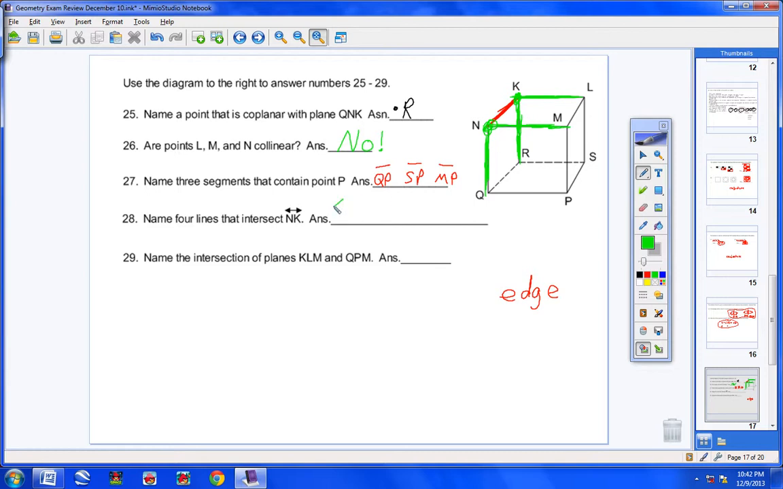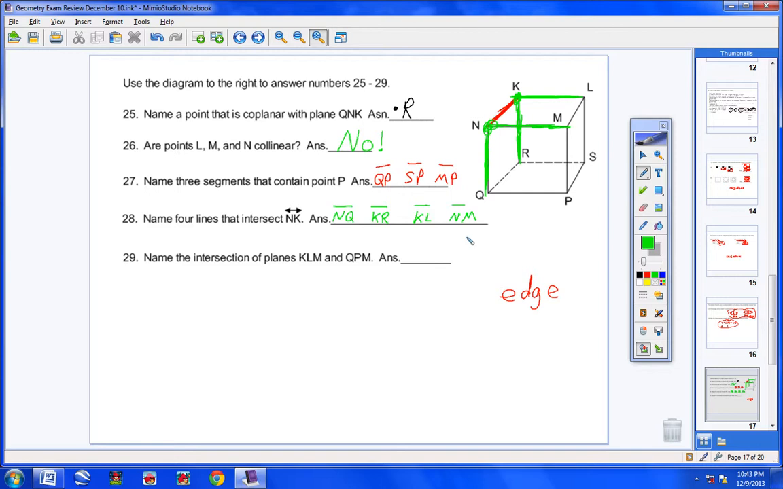Here's one, and it hits NK right here. So we're looking at, and by the way, if you want to call them line segments and not lines, that's fine with me. I don't care. It's not a big deal in this case. So line segment NQ, line segment KR, line segment KL, and line segment NM. All 4 of those are line segments that intersect NK.